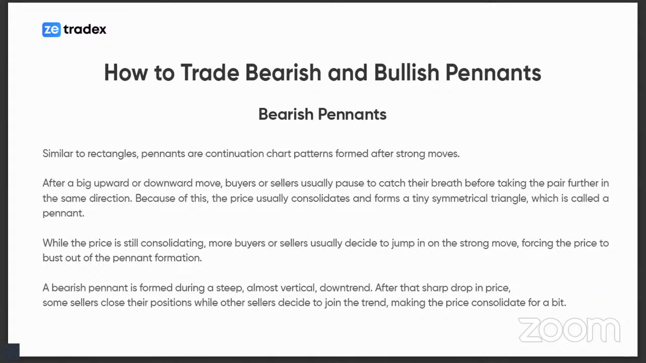How to trade bearish and bullish pennants. Now, just like you have the rectangles, pennants are continuation chart patterns formed after strong moves. After a big upward or downward move, buyers or sellers usually pause to catch their breath before taking the pair further in the same direction. Because of this, price usually consolidates and forms a tiny symmetrical triangle, which is called a pennant. While the price is still consolidating, more and more buyers or sellers usually decide to jump in on the strong move, forcing the price to bust out of the pennant.